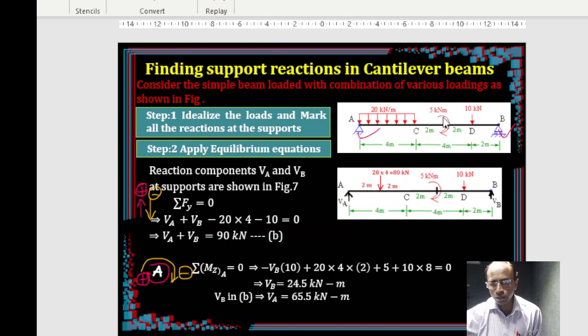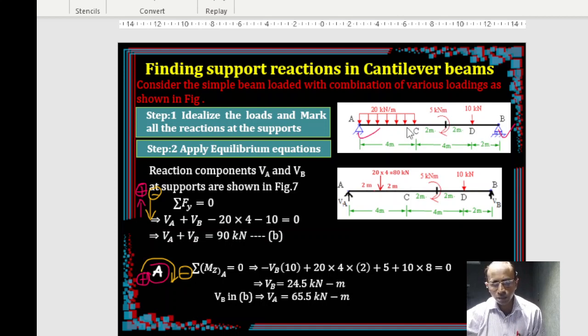There is a clockwise couple of 5 kilonewton meter at some point, let's say E. At this point there is a couple acting, and there is a point load at the point D, and there is point B, right? These names are not given. Sometimes you may have to give your own names. It is always better to give names for the loads at the beginning and end. For example, for the couple, you give some name, even B you can give, it doesn't matter. Keep some name for the loading.